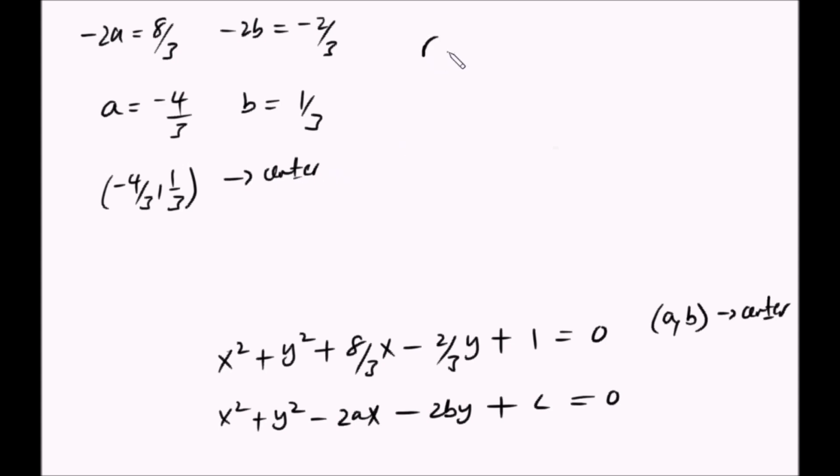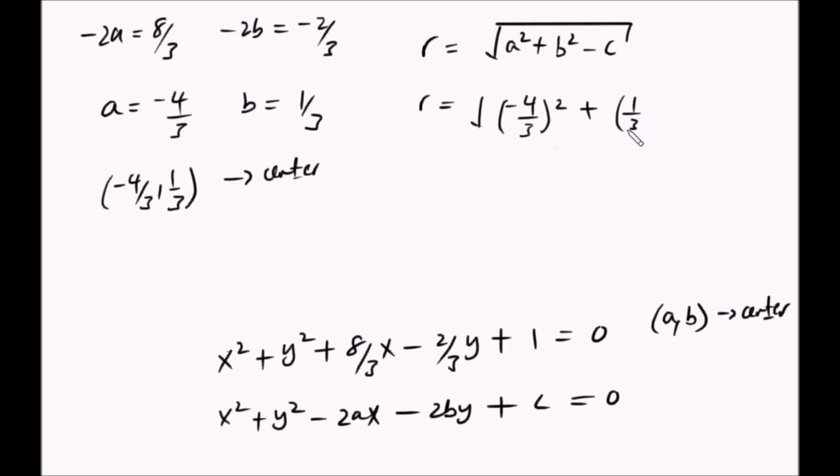Now the radius r is given by the square root of a squared plus b squared minus c. So the radius is going to be equal to the square root of negative 4 over 3 squared, this is my a squared, plus 1 over 3 squared minus 1. c is 1 here, you can see. So if you use your calculator, you get 2 over 3 the square root of 2. So this is the radius.